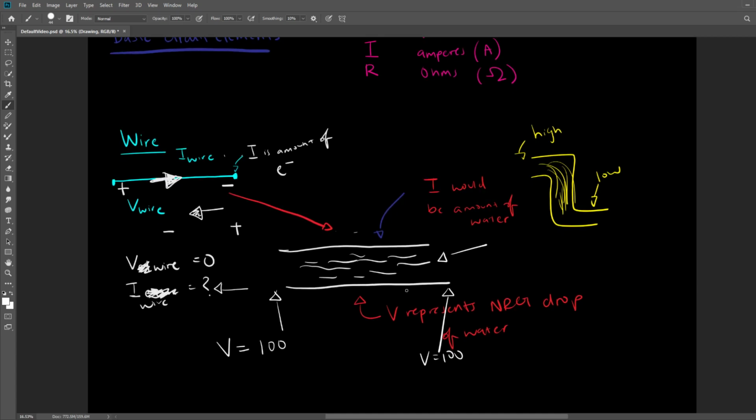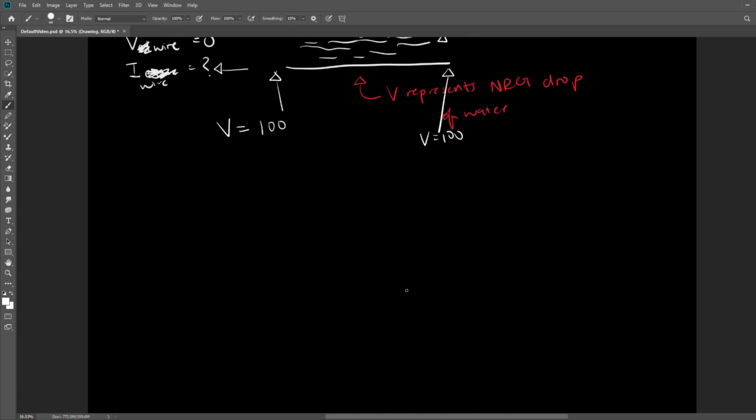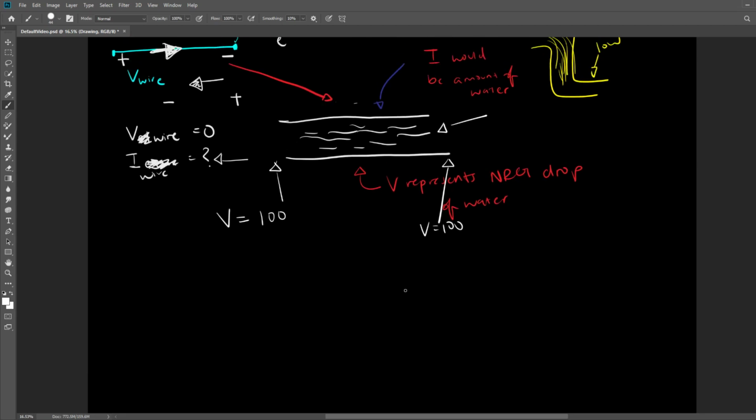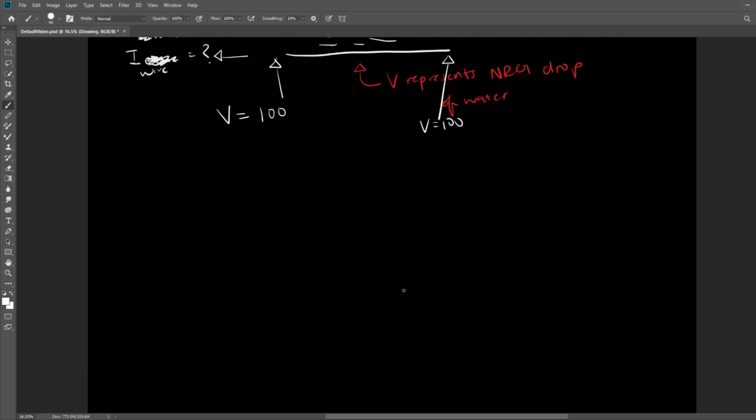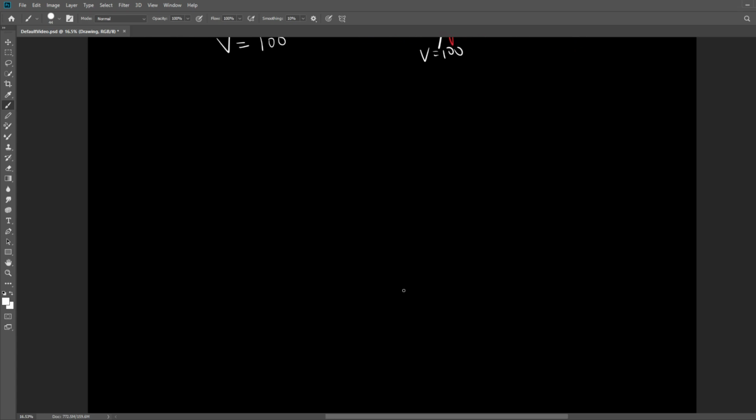Moving on. So now that we understand why V wire is equal to 0, I'm going to move on to a resistor. So we have a resistor. The way a resistor works is a resistor is a piece of metal that causes a voltage drop.